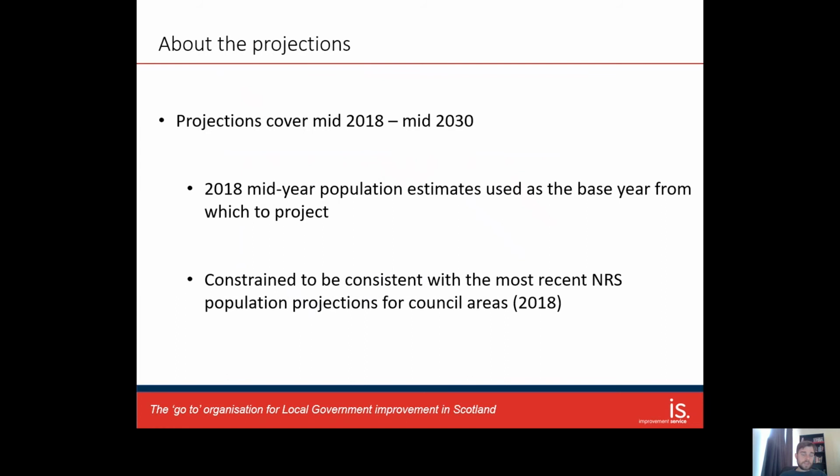We also constrained, and I mentioned this before, our projections to be consistent with the most recent National Records of Scotland population projections for Scotland as a whole and for council areas. What I mean there is, because each sub-council area is projected individually, the sum of population projections for each small area could be higher than the projection calculated for the total local authority by the National Records of Scotland. So we slightly adjust the numbers to make sure that when you add up all your sub-council areas, they always match the National Records of Scotland's projection for that whole area. And they will then eventually add up to match your Scotland level figure as well.